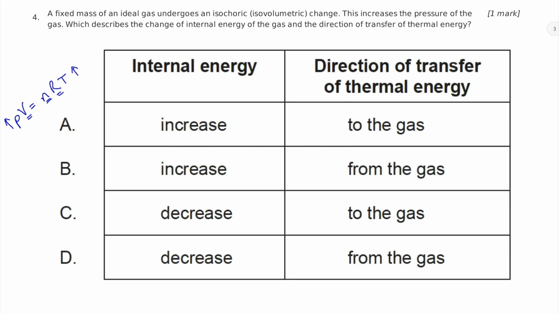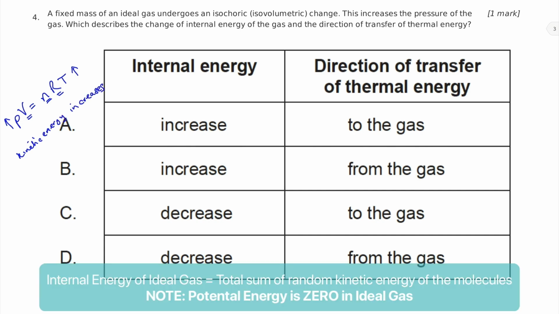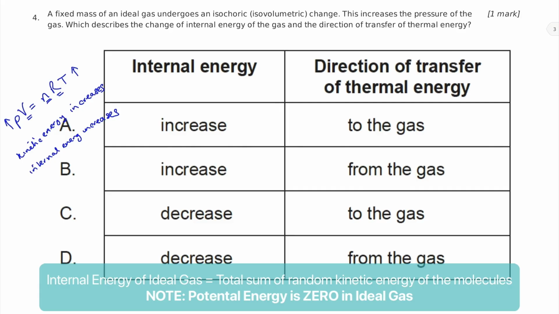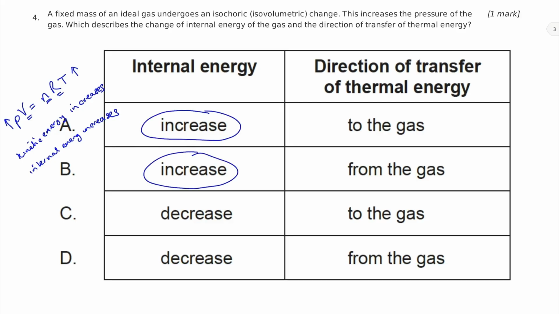If the temperature increases, that means the kinetic energy increases, which means that the internal energy increases. Internal energy increases, so it's A or B. Direction of thermal energy. Well, we know that the gas will increase in temperature, so the thermal energy must be to the gas. Our answer is A.